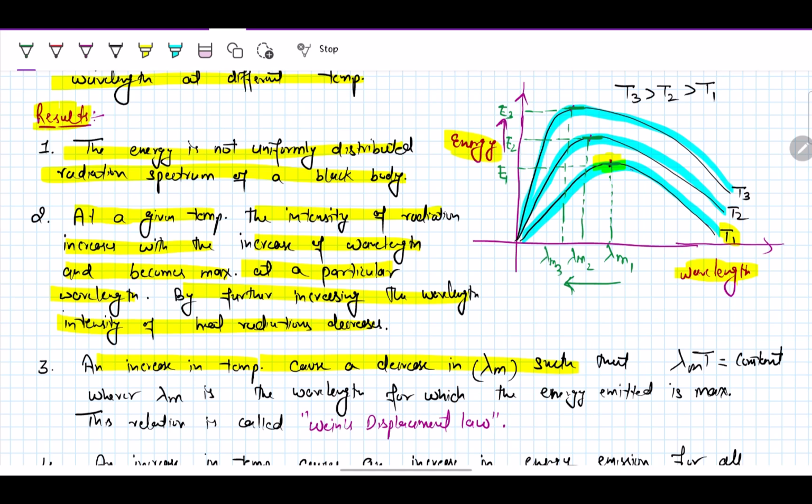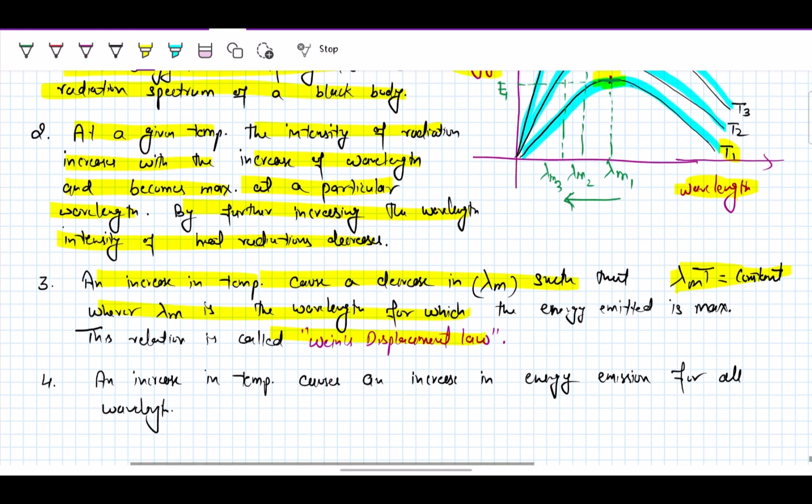It means there is no change in the energy by changing the wavelength for a short duration. For this particular instant of time, we can say that lambda max times T at that particular instant of temperature is equal to a constant, where lambda max is the wavelength or maximum wavelength for which energy emitted is maximum, and the relation is called Wien's displacement law. So lambda max T is equal to constant is also named as Wien's displacement law.